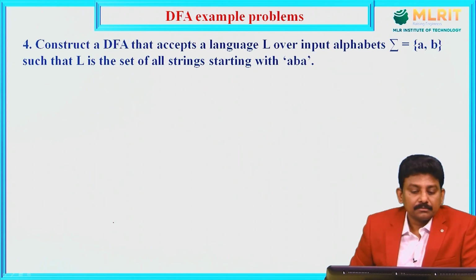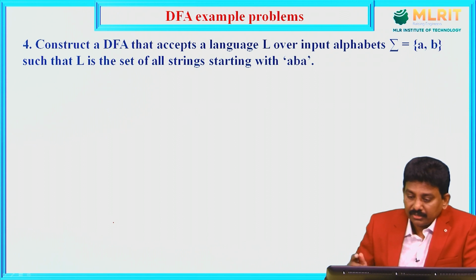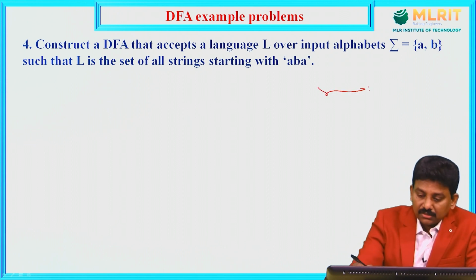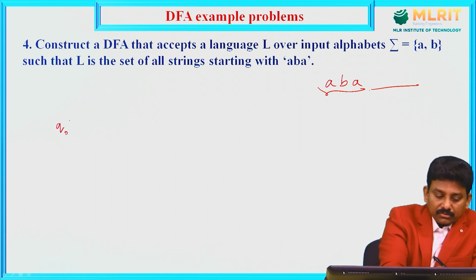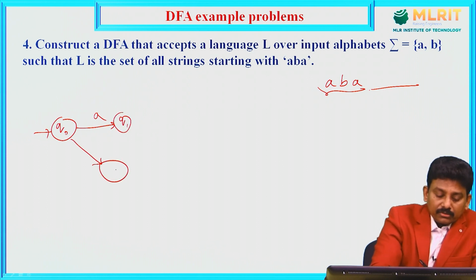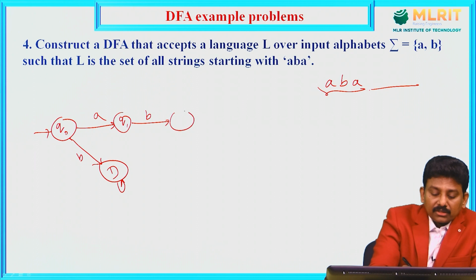Next, construct a DFA that accepts a language L over input alphabet sigma equal to A, comma B, such that L is the set of all strings starting with A, B, A. The first three symbols must be A, B, A. Remaining input string anything. So, initial state is Q0, Q0 on A goes to Q1, on B goes to the dead state, as the string should begin with A.